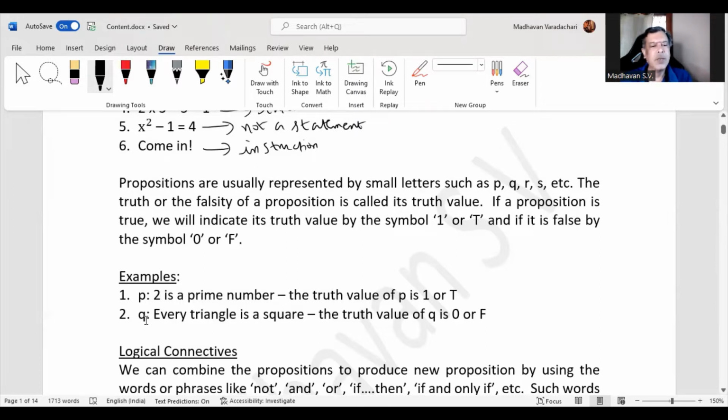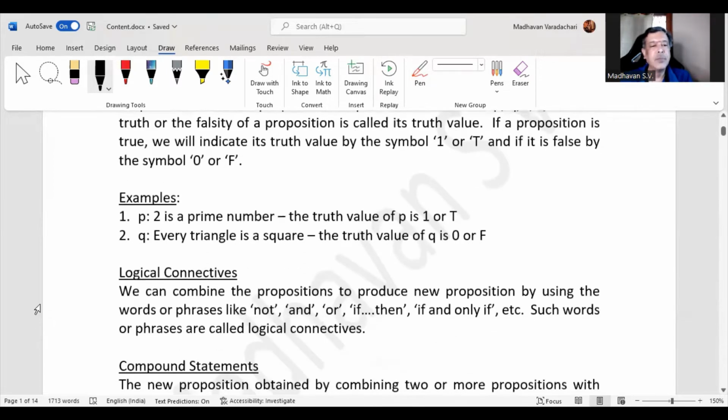And the second example is statement Q, which says every triangle is a square. Every triangle is a square is definitely not a true statement. So the truth value of this is 0 or F. I mean, if instead of triangle, it is a rectangle, then the converse is true.